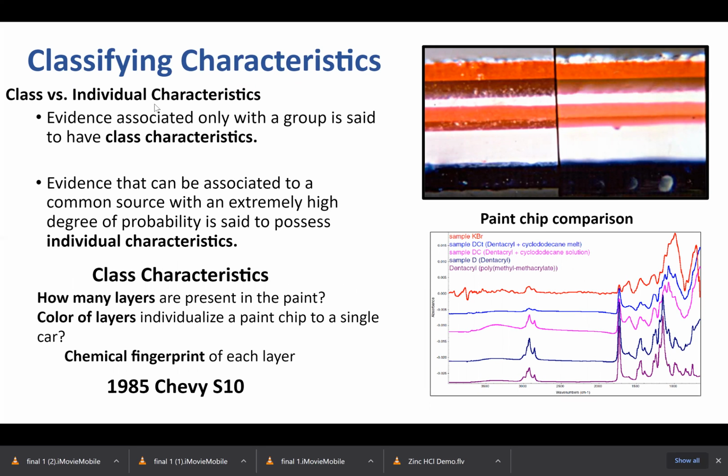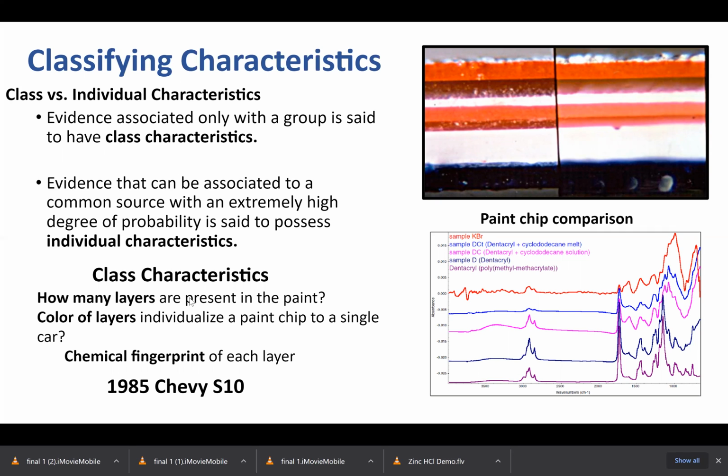Classifying characteristics. Talking about class versus individual even more. Evidence associated only with a group is said to have class characteristics. Evidence that can be associated to a common source with an extremely high degree of probability is said to possess individual characteristics.